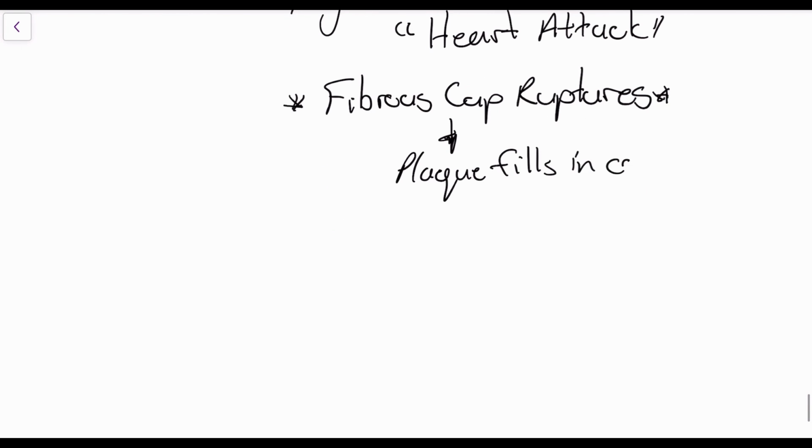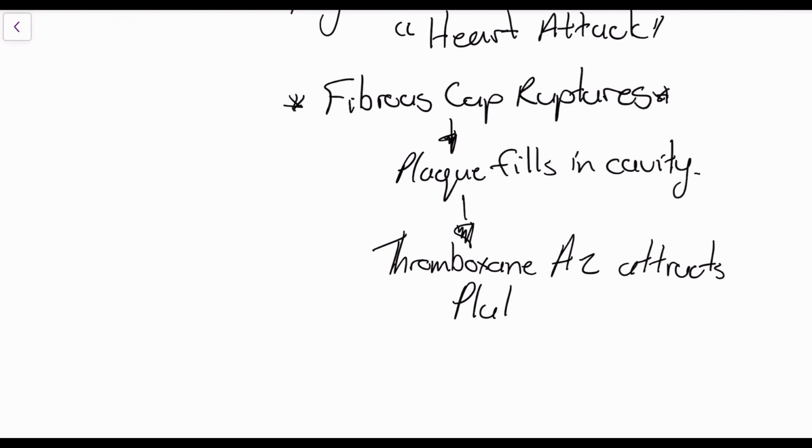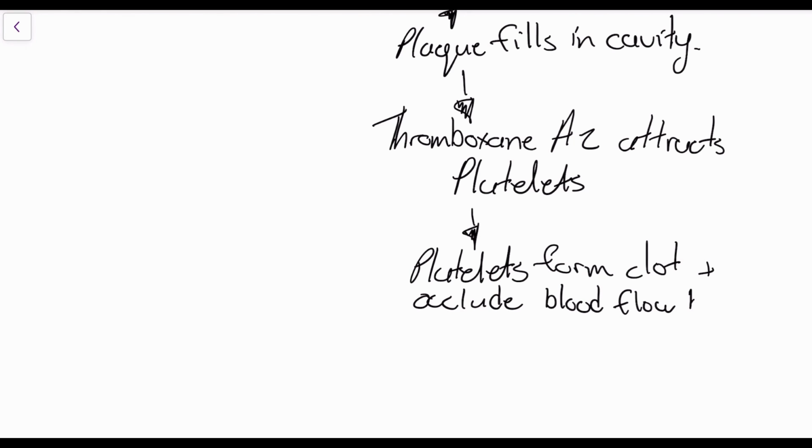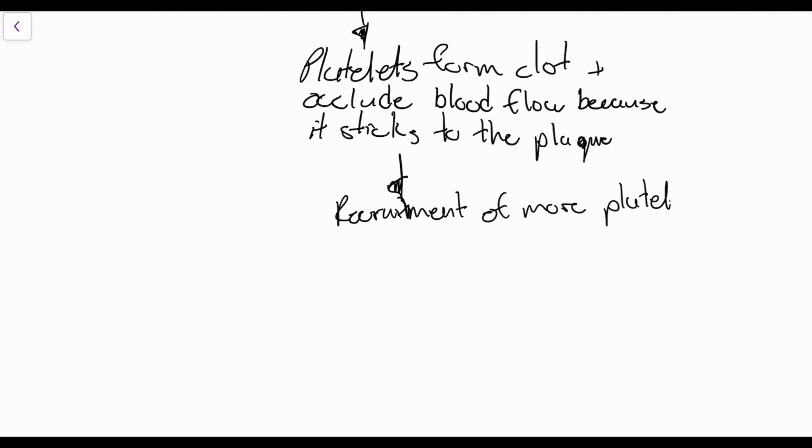To start things off, the fibrous cap ruptures. This allows plaque to spill into the blood vessels and release thromboxane A2, which attracts platelets. Platelets will then aggregate and form a clot, occluding the blood vessel. The severity of the myocardial infarction is dependent on where the fibrous cap ruptures. More platelets are recruited and a fibrin mesh forms.